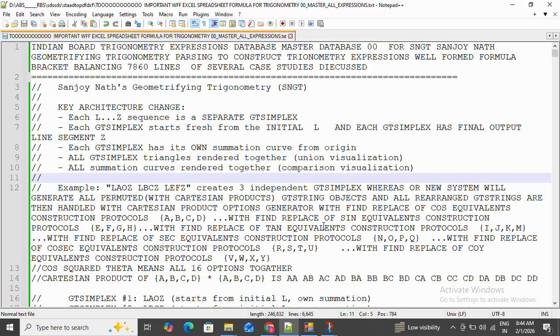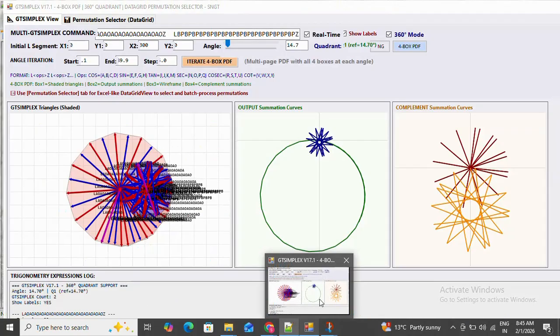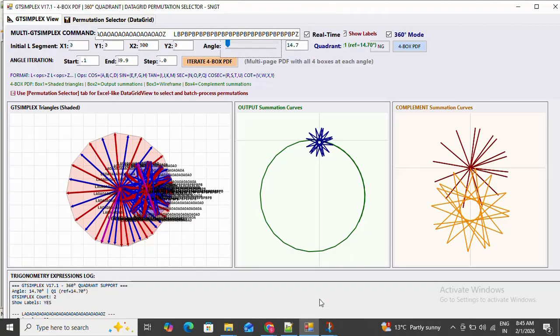That means the complete GT simplex, the multiplicative form, is completed, and the sequence is a separate GT simplex for the different bunches that start with L and end with Z. Here is the command to encode the trigonometry expressions, where A, B, C, D means cos theta, the four symmetries of cos theta. E, F, G, H are four symmetries of sin theta, and on the GT simplex, the geometrifying trigonometry multi-GT simplex comparing simulator version 17.